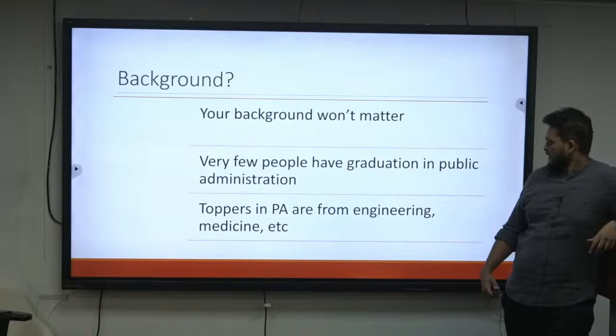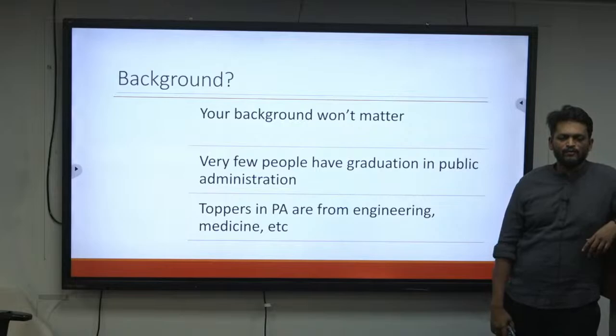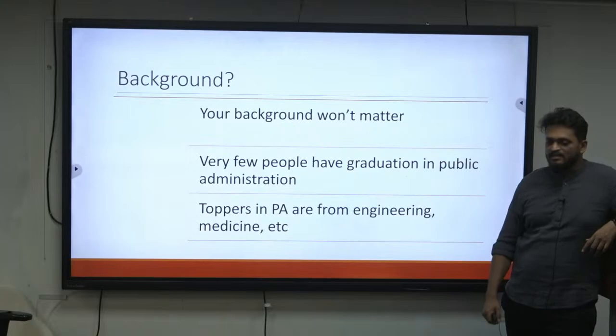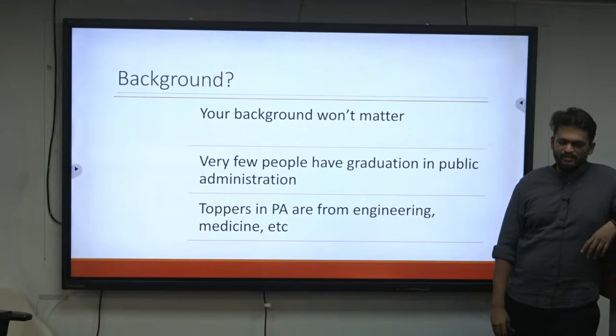Very few people have graduation in public administration. Usually nobody actually takes public administration for graduation. In India, most people take engineering or medicine. Earlier we used to get a lot of engineers. Now there is a heterogeneous mix. There are people who are taking science and others also.